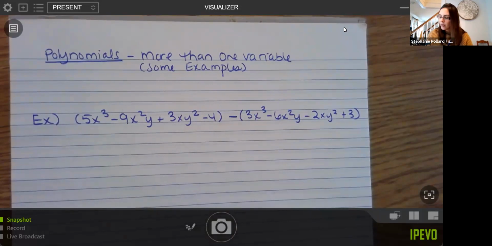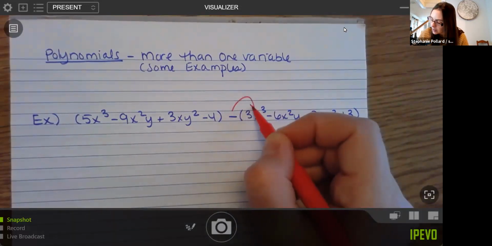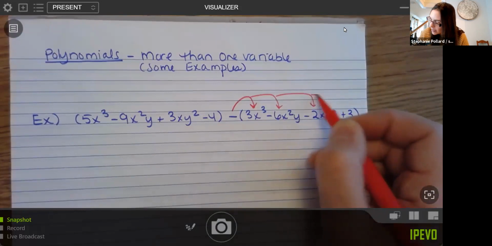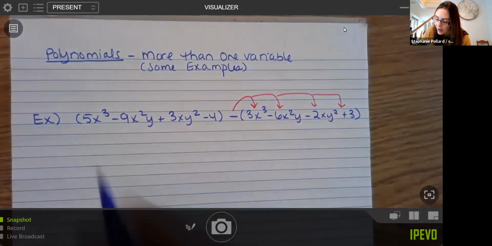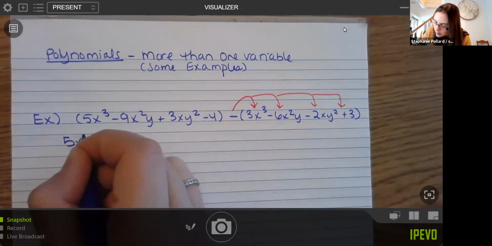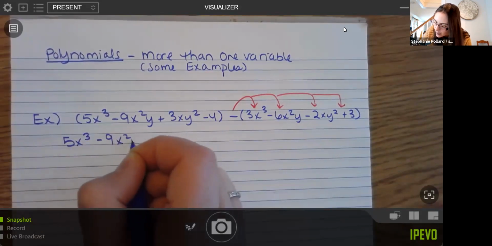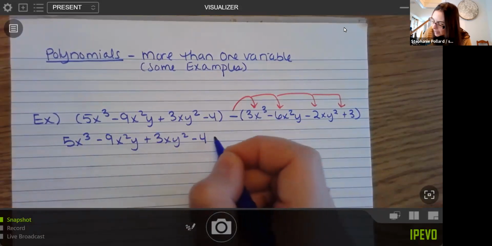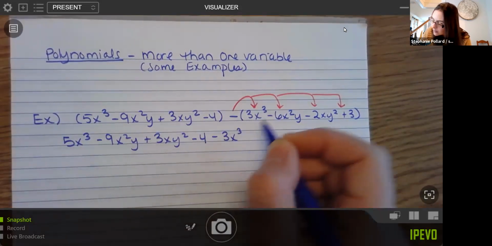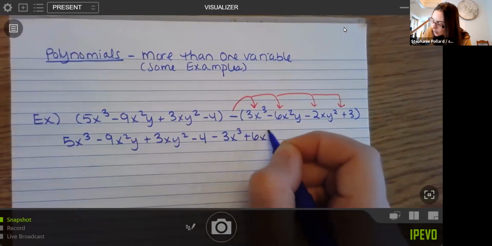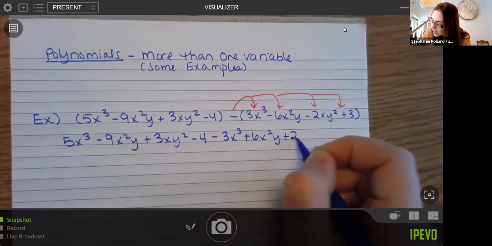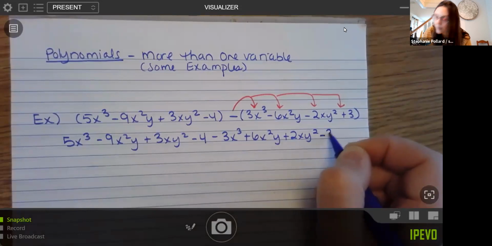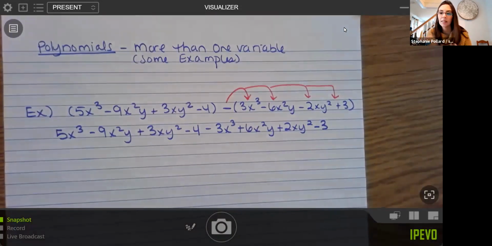So as I go through here, I'm going to make sure I distribute that subtraction sign to all parts of my second polynomial. So I have 5x cubed minus 9x squared y plus 3xy squared minus 4, and then minus 3x cubed. This becomes a plus 6x squared y, a plus 2xy squared, and a minus 3. Now, everything is really the same here if you have more than one variable. You just have to be a little bit more careful about combining the right like terms.